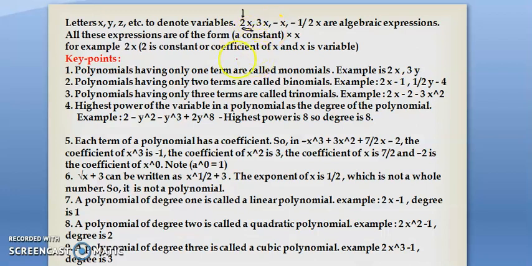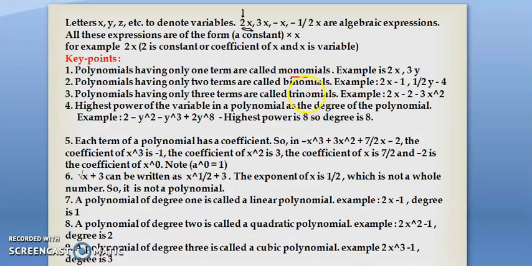Now, if the polynomial has only one term, then we call it a monomial, like 2x or 3y. If the polynomial has only two terms, then we call it a binomial. An example is 2x minus 1 or 1 upon 2y minus 4. If the polynomial has three terms, then we call it a trinomial.